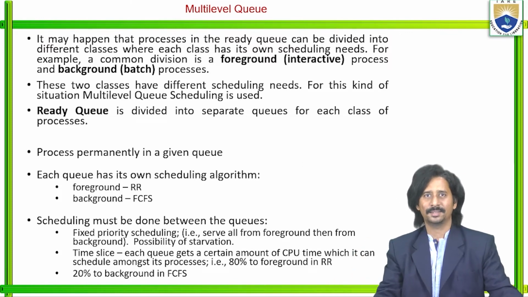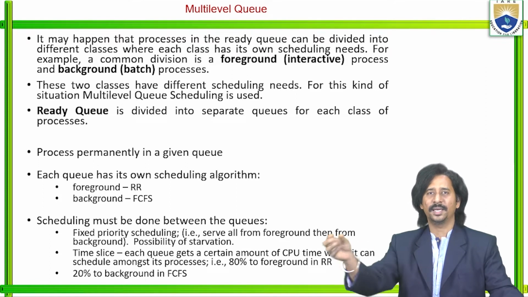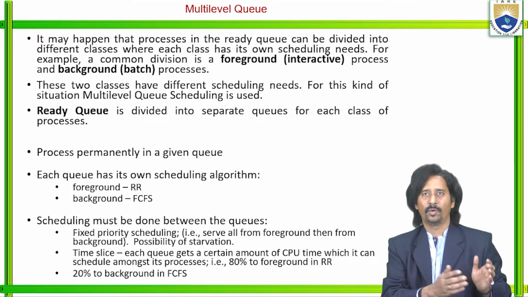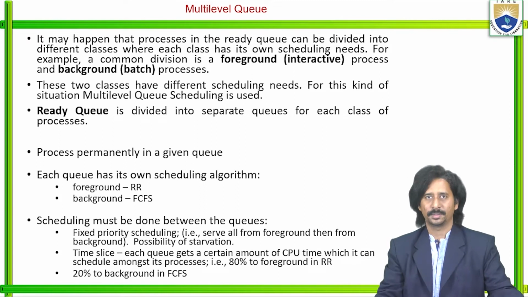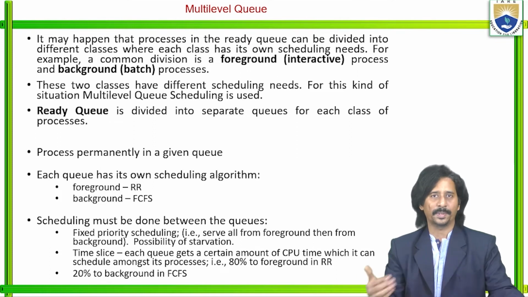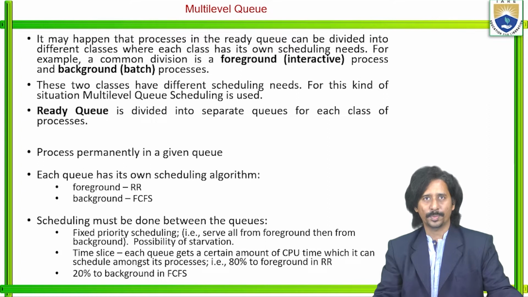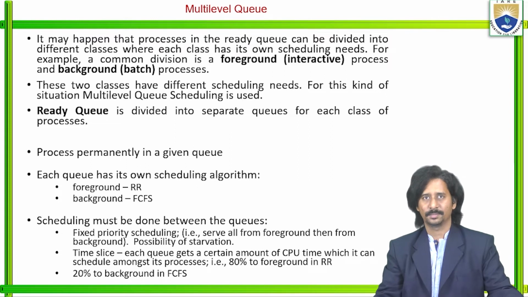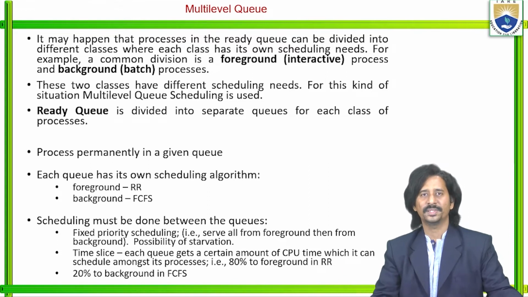In the sense, class means whether a particular process is related to which class, like those that come under foreground processes or background processes. We know foreground processes we can call interactive processes, where the user always interacts with that particular task. And background processes we can call batch processes. By default the system can execute some background processes. So these two classes have different scheduling needs, and for this kind of situation, we have the multi-level queue scheduling algorithm.